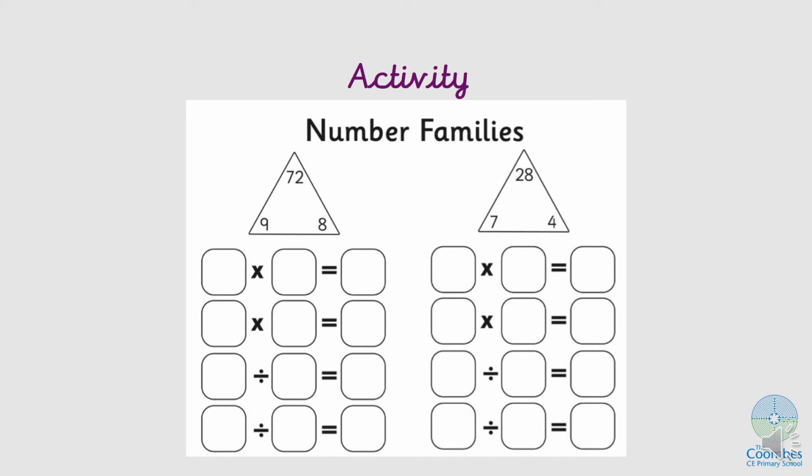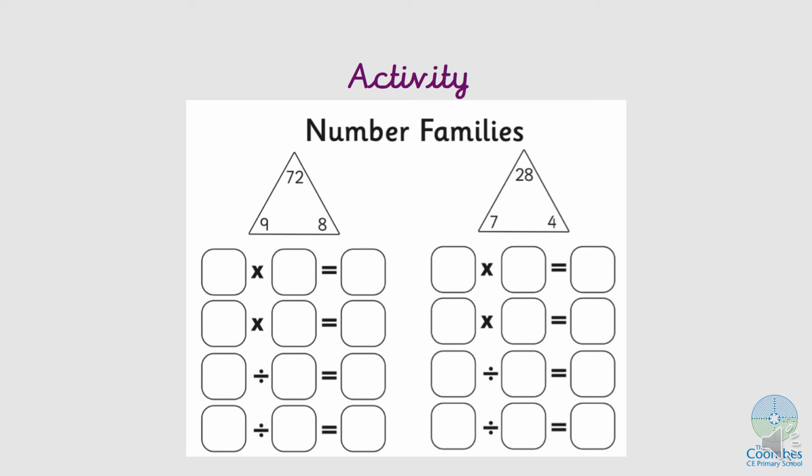Okay, your activity today is to create fact families. There will be a triangle at the top of your page with 3 numbers in. Now, some of these numbers might look a bit big, but you don't actually have to use your knowledge because you're not working it out. All the numbers are there for you. So, for example, in the first box, we've got 72, which is a big number, 9 and 8, and we need to create 4 different sums.